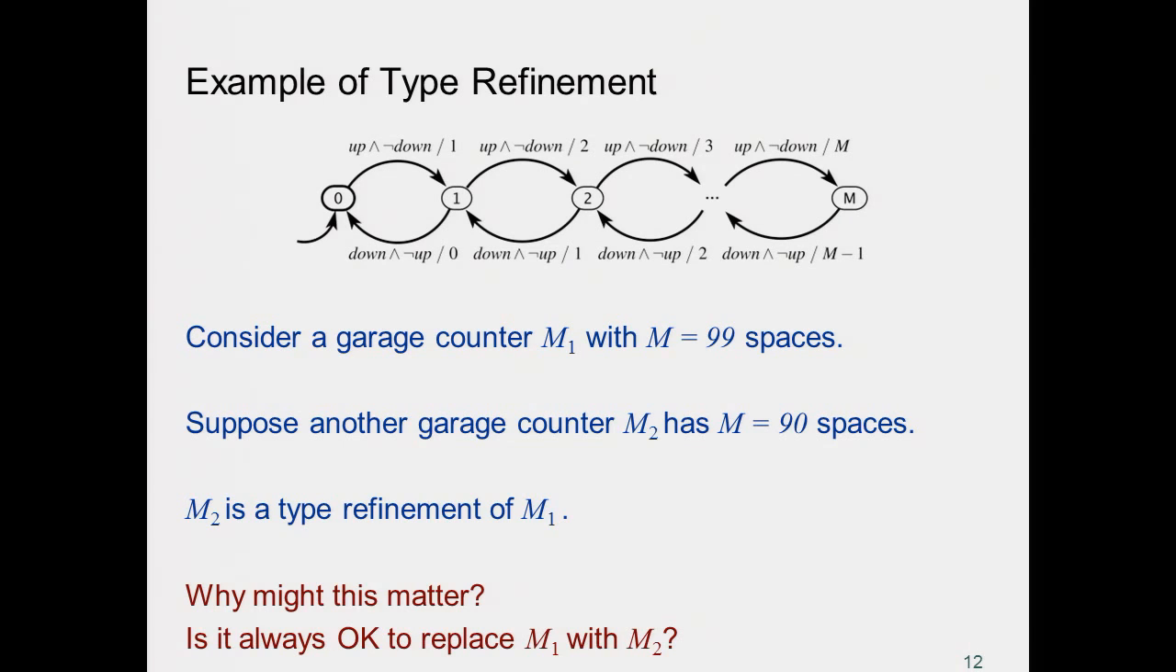And I have a machine that goes up to 90, then what do I do when I have 91 cars, right? So my counter doesn't give me the right answer. And so I cannot use that counter to represent the behavior of the system. Okay.